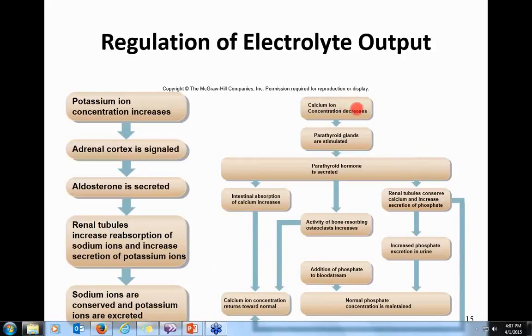For calcium ions, as they decrease, the hormone that regulates that is parathyroid hormone. It's one of the hormones. Parathyroid hormone is secreted. It causes the intestines to increase calcium reabsorption. It causes the activity of the osteoclasts, the bone reabsorbing cells, to increase. And it also causes the renal tubules to conserve calcium. But in the process, you're going to excrete phosphate ions.